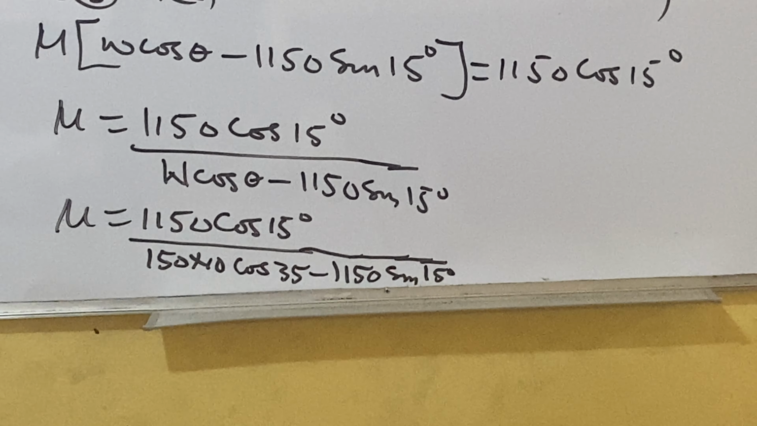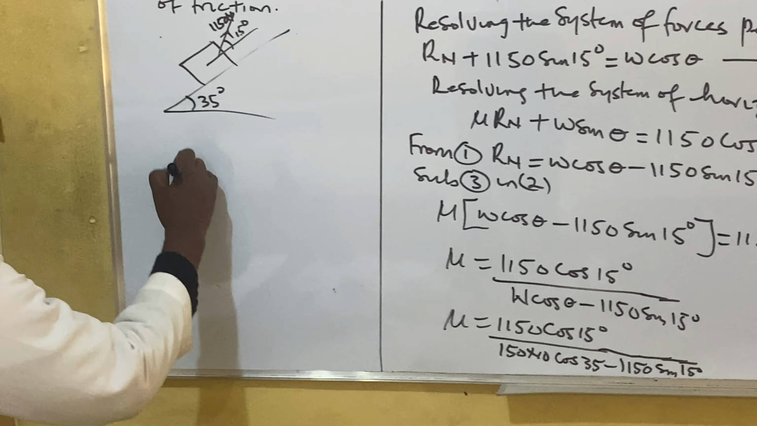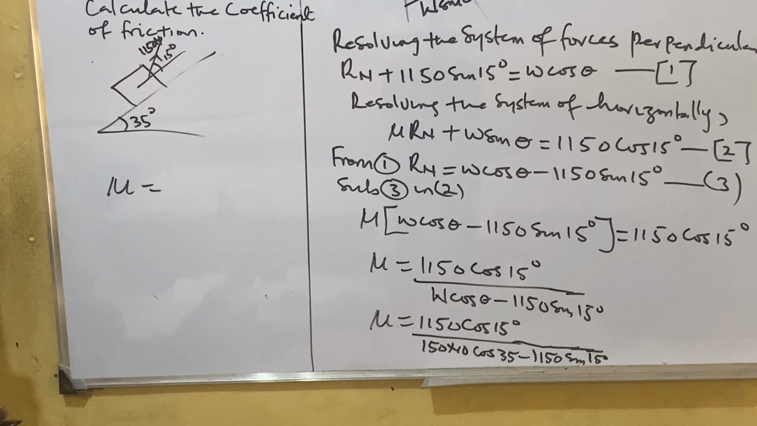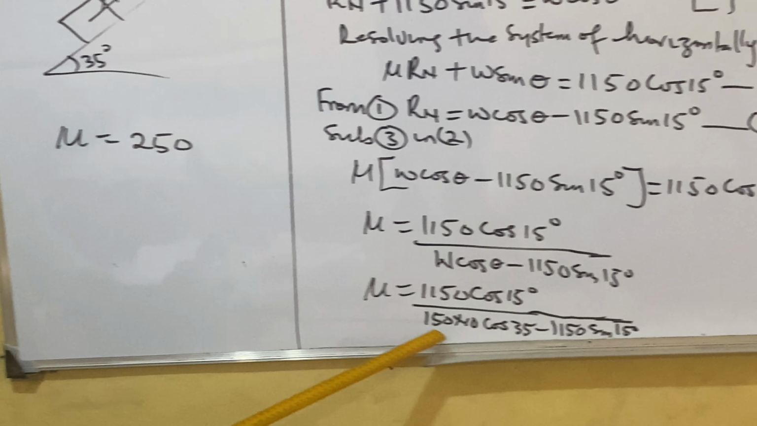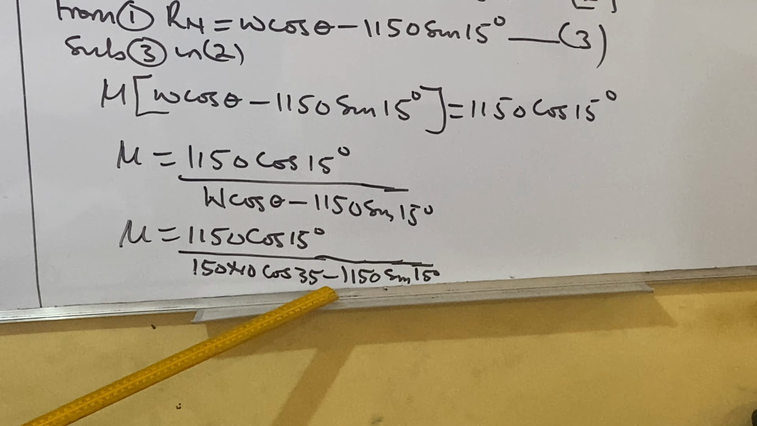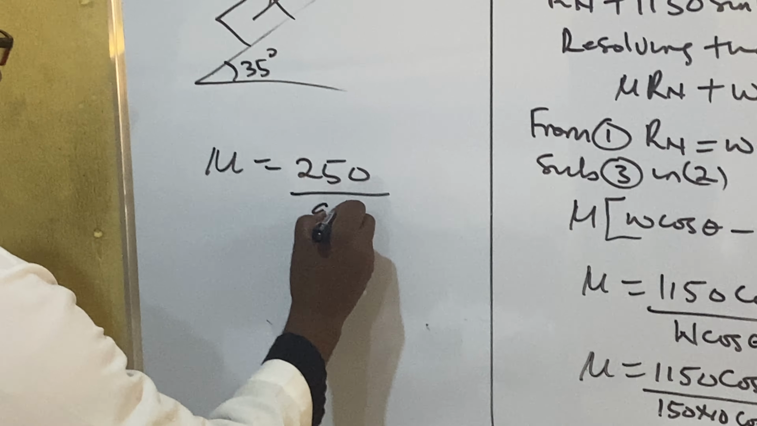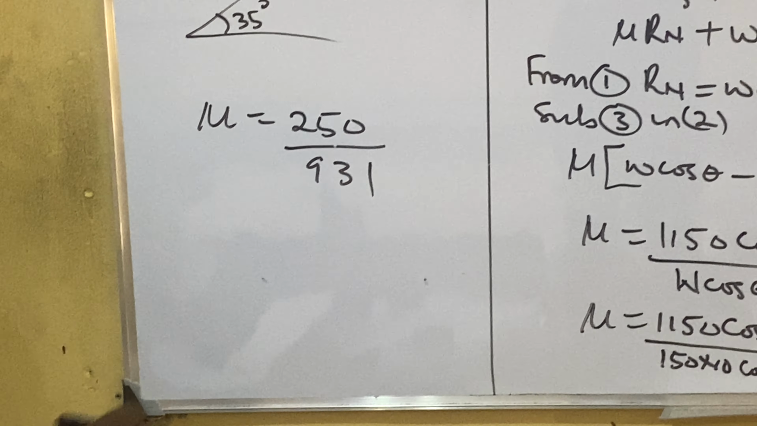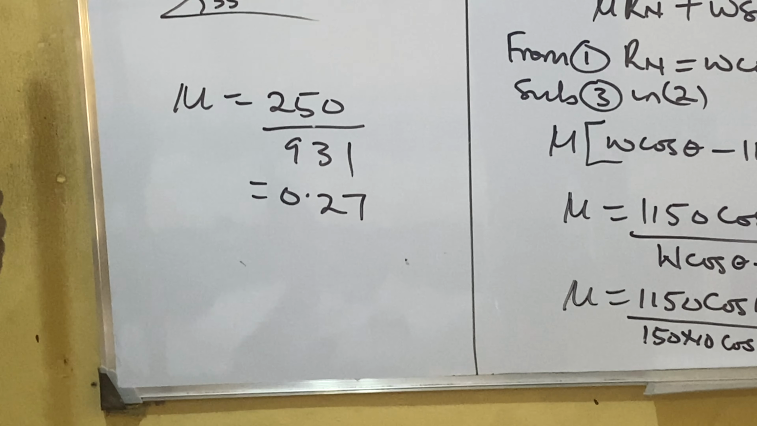When we evaluate this, we get our mu. 1150 cos 15 will give us 250, and then when we evaluate 150 times 10 times cos 35 minus 1150 sine 15 degrees, it will give us 931. Once we evaluate 250 divided by 931, it will give us 0.27 as our coefficient of friction.